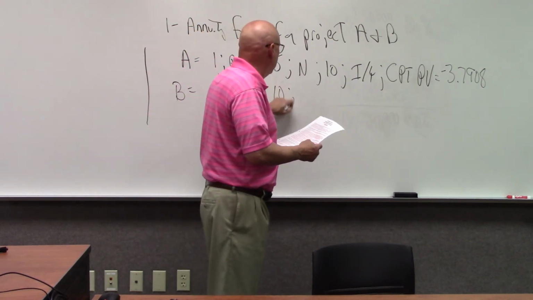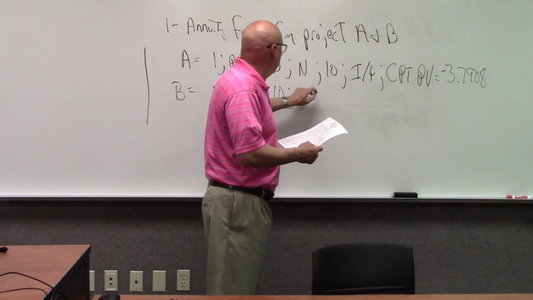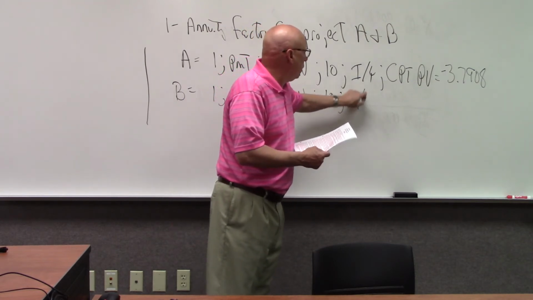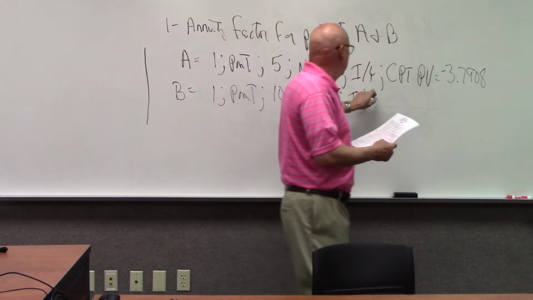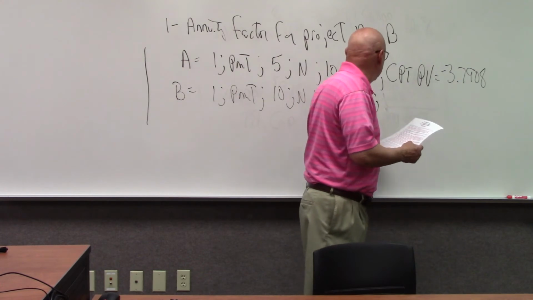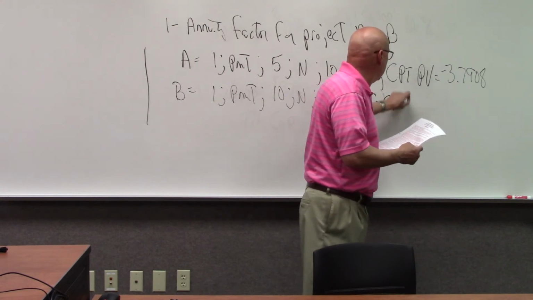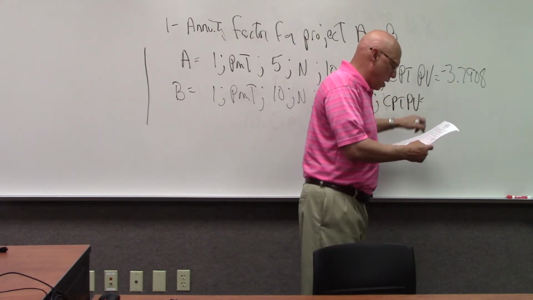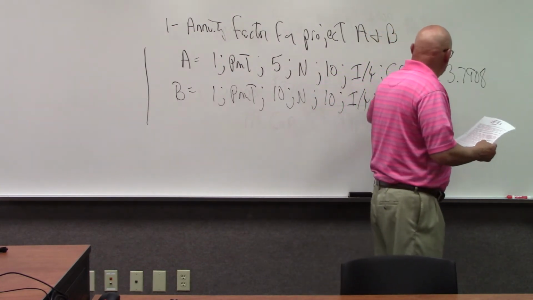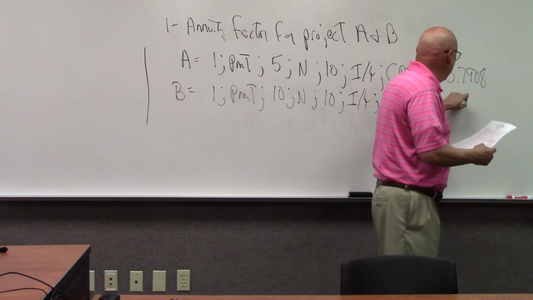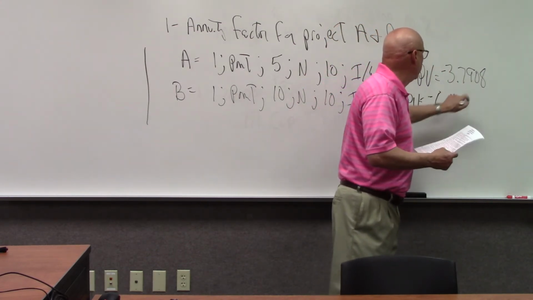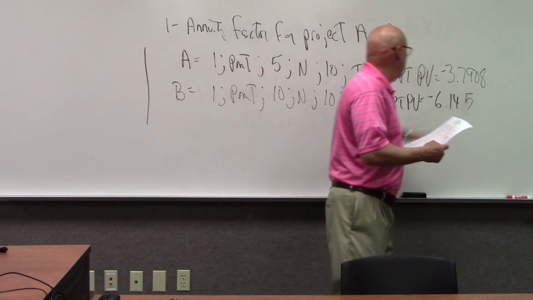For project B, 1 is your payment, 10 is your N, 10 is your I/Y, compute present value, and you get minus 6.145. Let me make that look more like a 5. There you go.